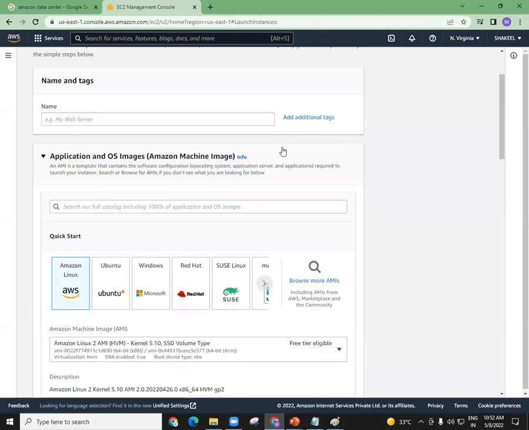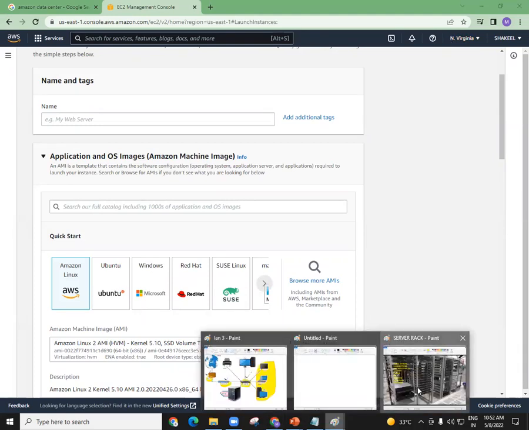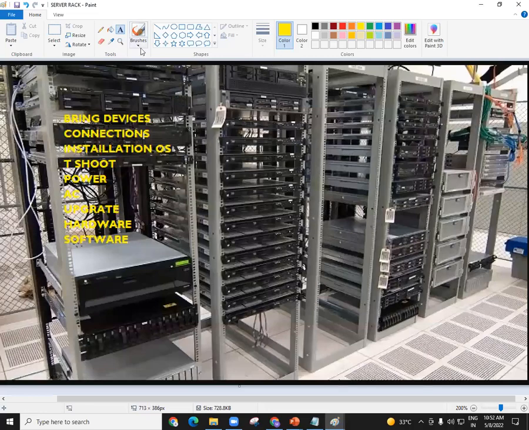This is what we have to do. We have to create our account, and in our account, we have to run our servers, and on top of the servers, we need to run our applications. So whatever we do in our local data center, we do the same thing. But all these things will be taken care of by the cloud provider.